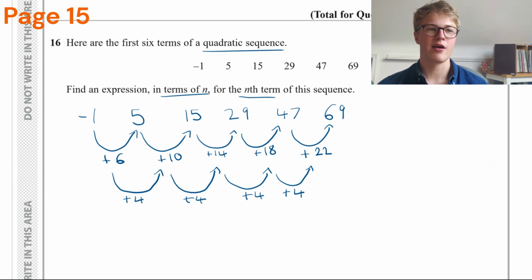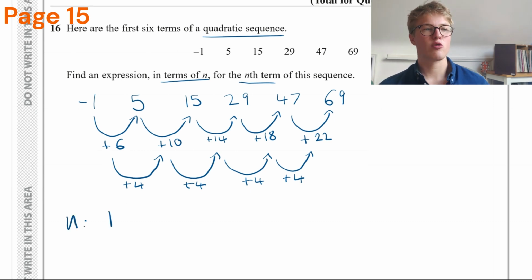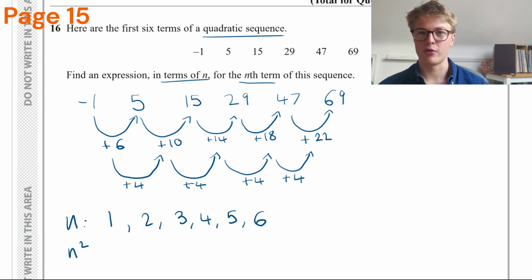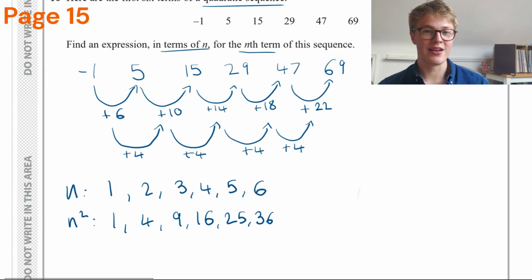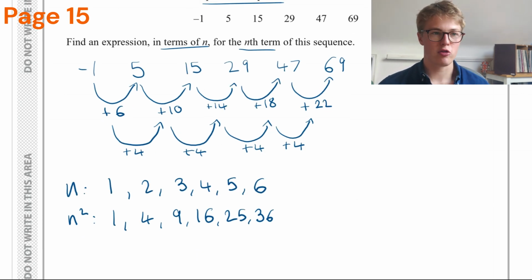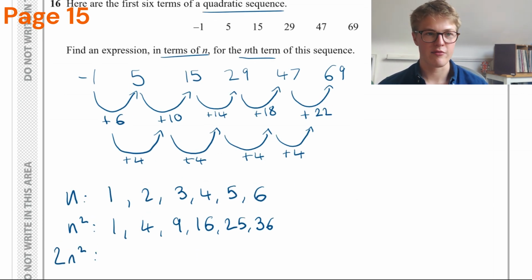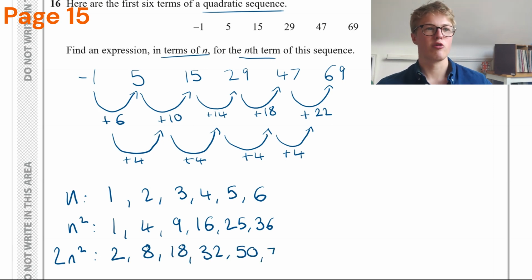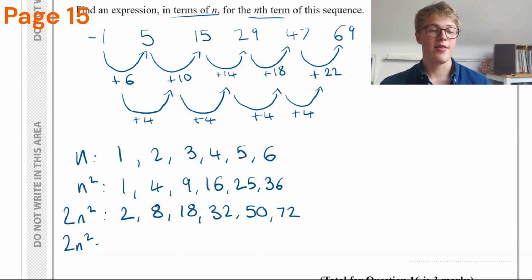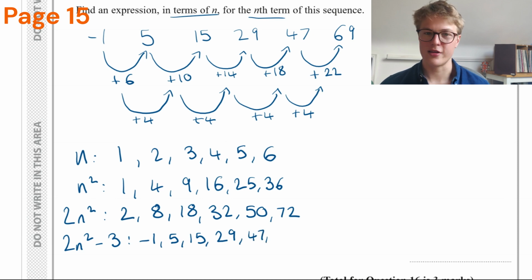Then you can start writing out all of the terms of your sequence and try and figure out the quadratic that's being used. n squared is 1, 4, 9, 16, 25, 36, because that's just n squared for each term. Then 2n squared is going to double all of those, so we get 2, 8, 18, 32, 50, 72, and then we can start thinking about how we get from 2n squared to our term that we're given in the question. In this case it's minus 3, so 2n squared minus 3 gives you -1, 5, 15, 29, 47, 69, so therefore our answer is 2n squared minus 3.